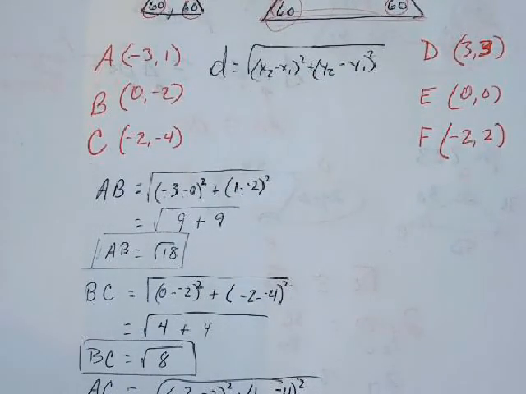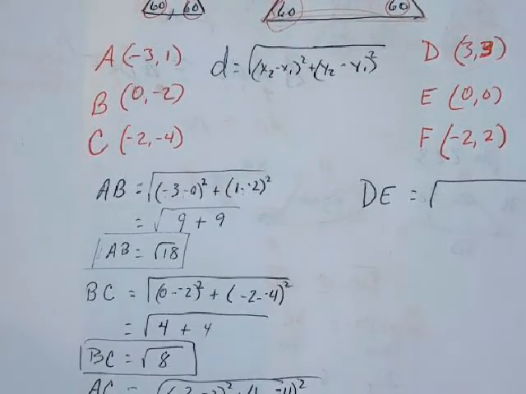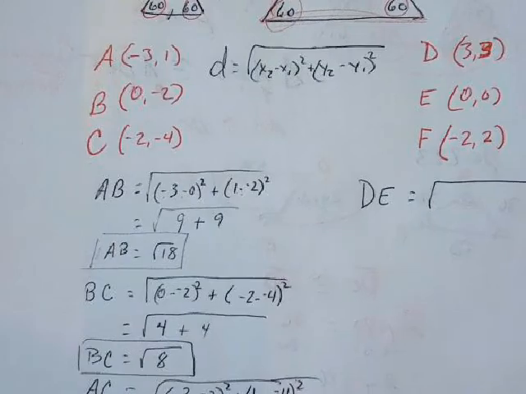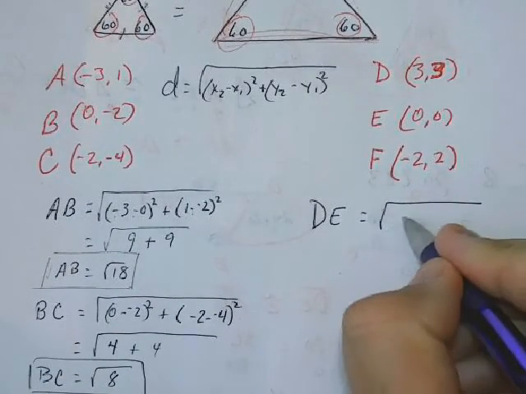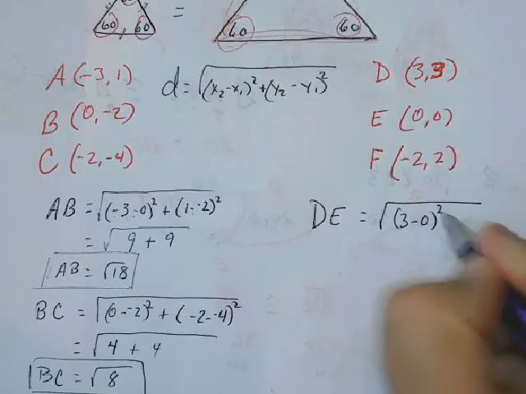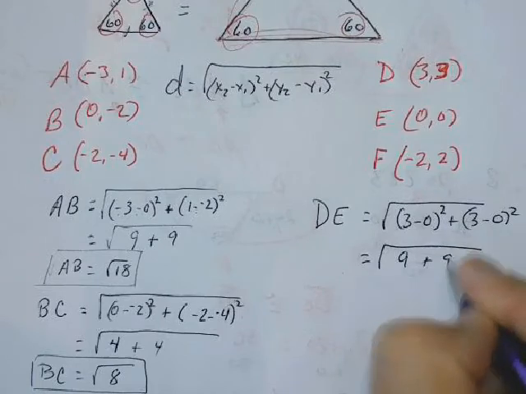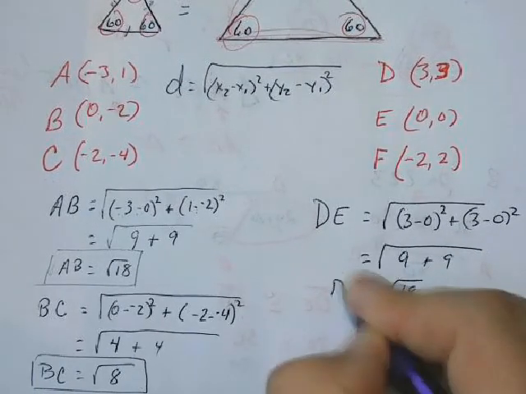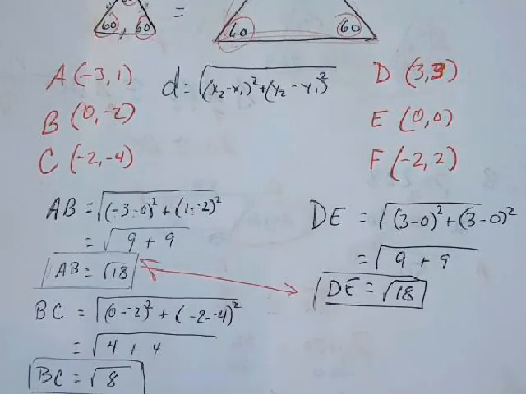Now, in order for us to prove that these triangles are congruent, we also have to show that the lengths of these have the same length. So let's go DE first. Let me make sure you can see it. Let me move it over just a little bit. Okay, there we go. All right, so we have 3 minus 0 quantity squared plus 3 minus 0 quantity squared. 9 plus 9. Aha, look at that, 18. So DE and AB match up.